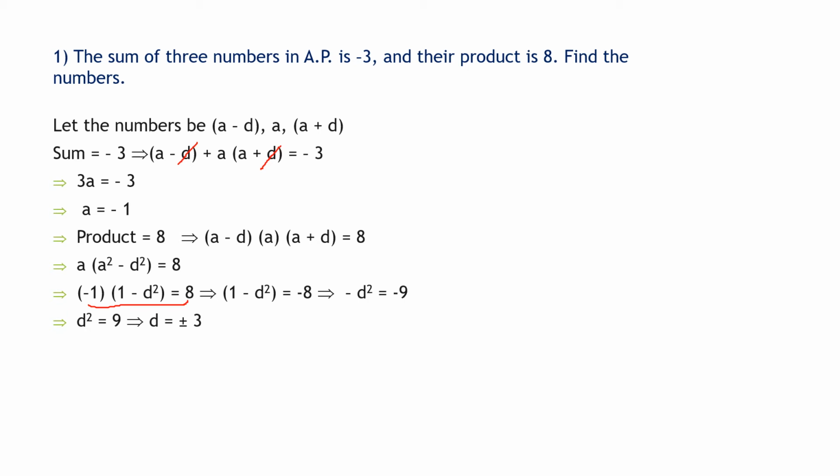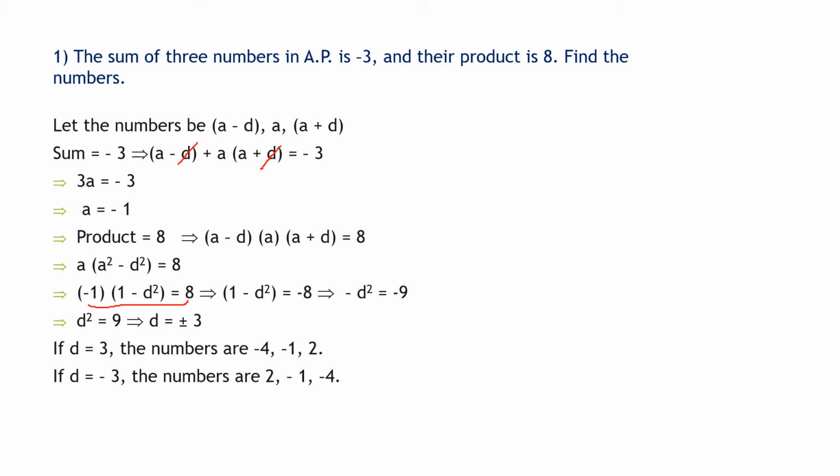So now we have A and we have D. So the three terms are A minus D, A, and A plus D. So minus 1 minus 3 is minus 4, the middle term is minus 1, and minus 1 plus 3 will give us 2. So these are the three terms whose sum is minus 3 and the product is minus 8. And if you take D equal to minus 3, you will get the three terms 2, minus 1 and minus 4. So two answers are possible here. Okay, so we have got this sum.